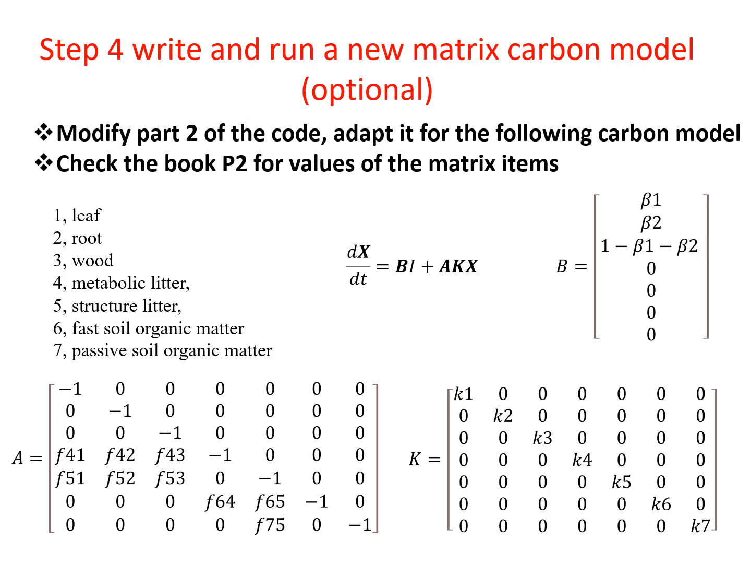So after you finish your own exploration, feel free to do step 4, write and run a new matrix carbon model. This time we have a model with 7 carbon pools. The first carbon pool is leaf, second is root, third wood, metabolic litter, structure litter, fast soil organic matter, and passive soil organic matter. We have some of the external carbon input that is allocated to leaf, another fraction to root, and the remaining fraction goes to wood, specified by this allocation matrix.